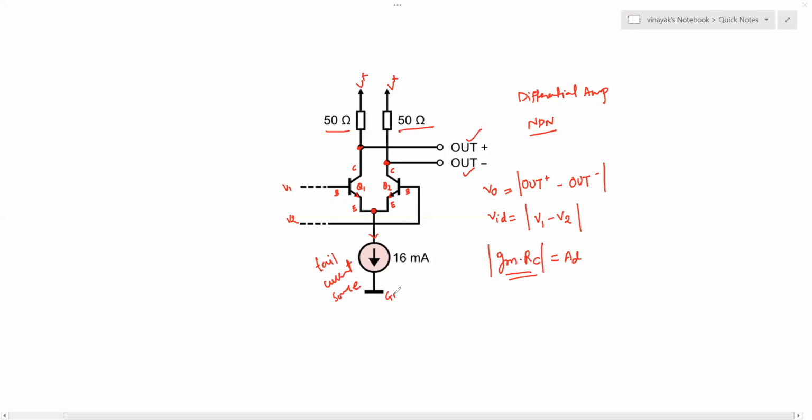This can be either ground or a negative voltage supply, depending on whether you have a dual power supply or single supply rails.